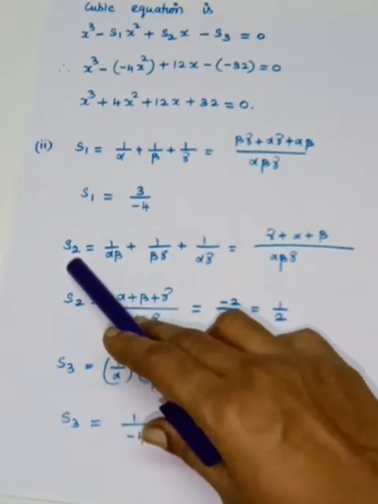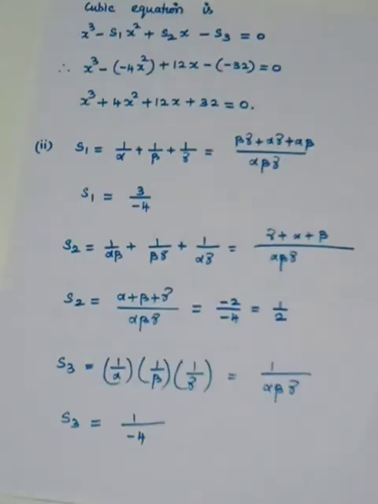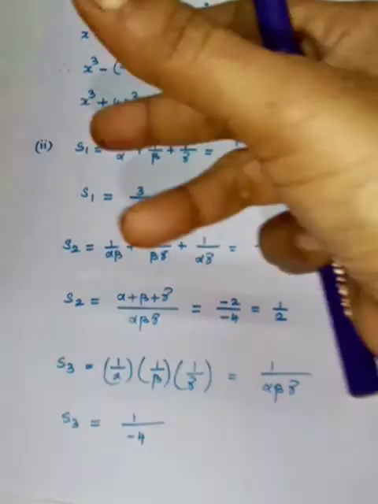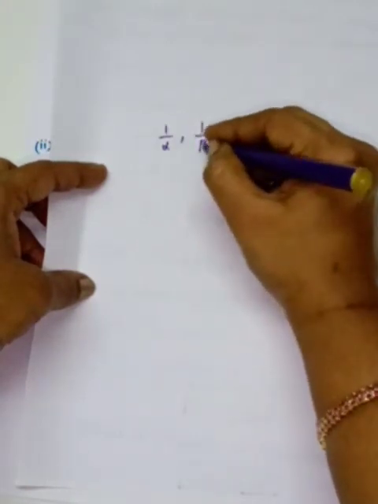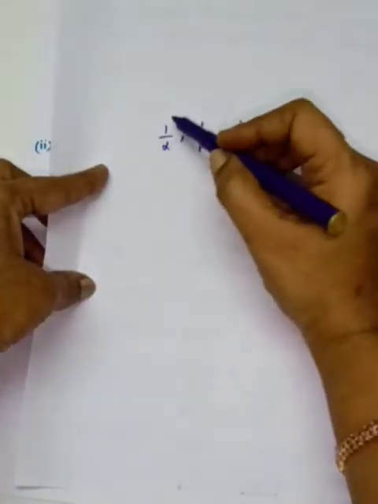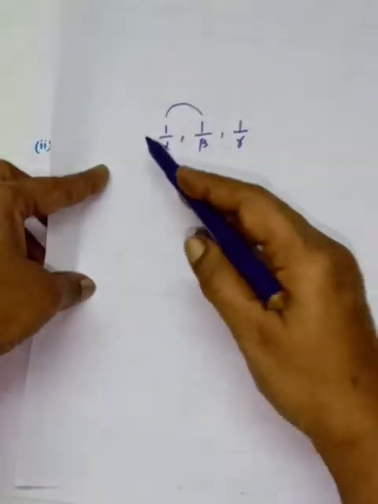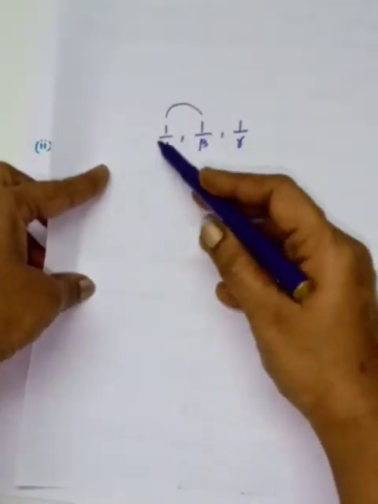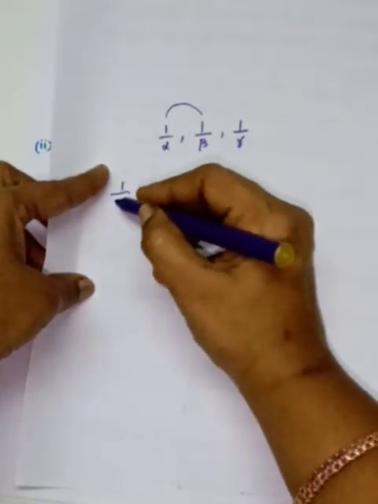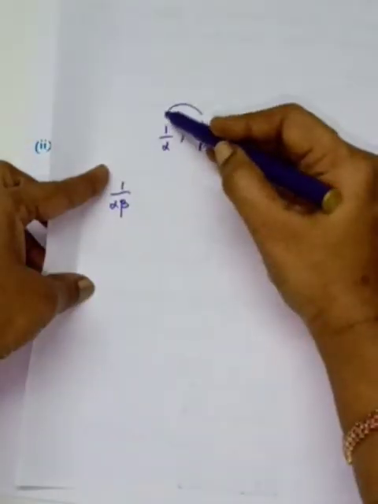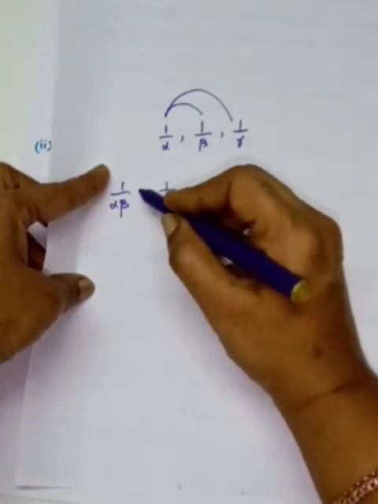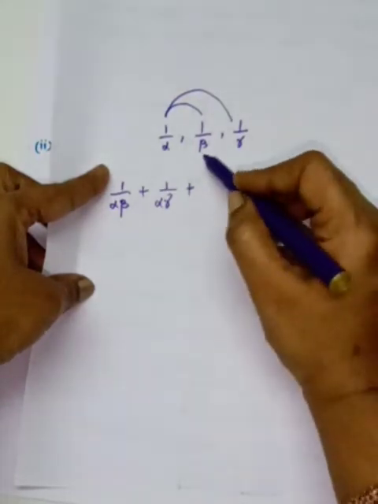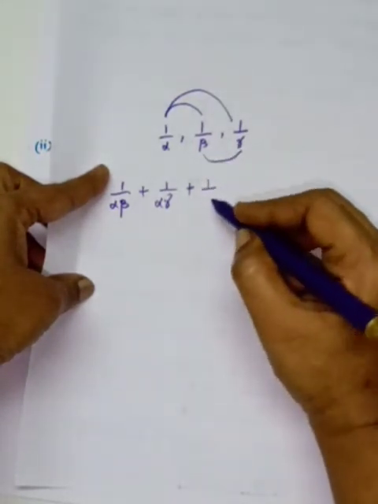Next S2. S2 means what? You have to take the roots 2 at a time. What are the roots you are having? The roots are 1 by alpha, 1 by beta and 1 by gamma. How to take 2 at a time? First you take first and second. If you multiply 1 into 1, it is 1 by alpha, beta. Then what you have to do? First and third, if you multiply, it is 1 by alpha, gamma. You have to add. Plus the next one is what? It is 1 by beta, gamma.